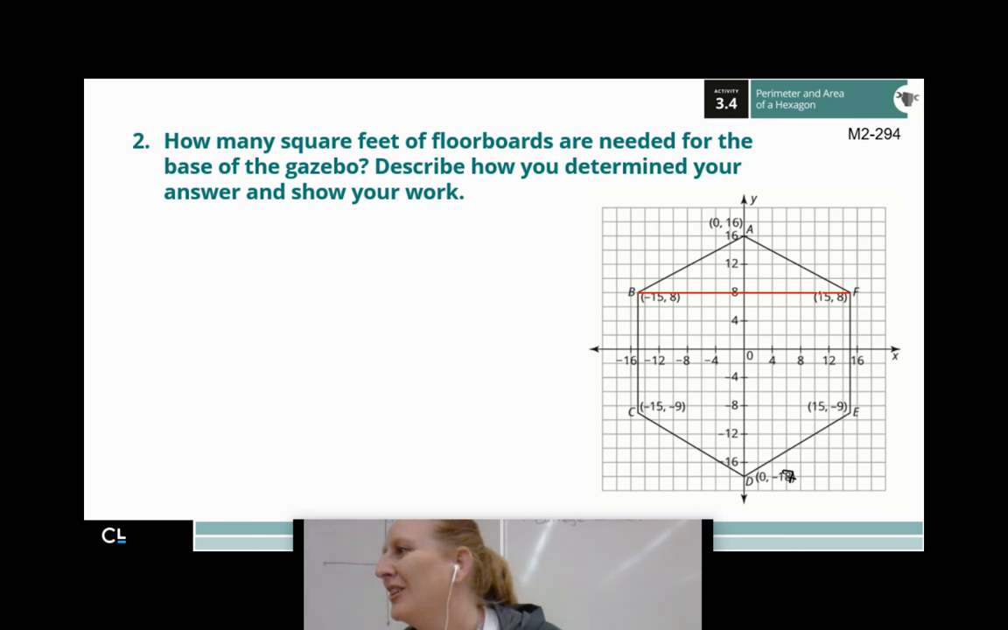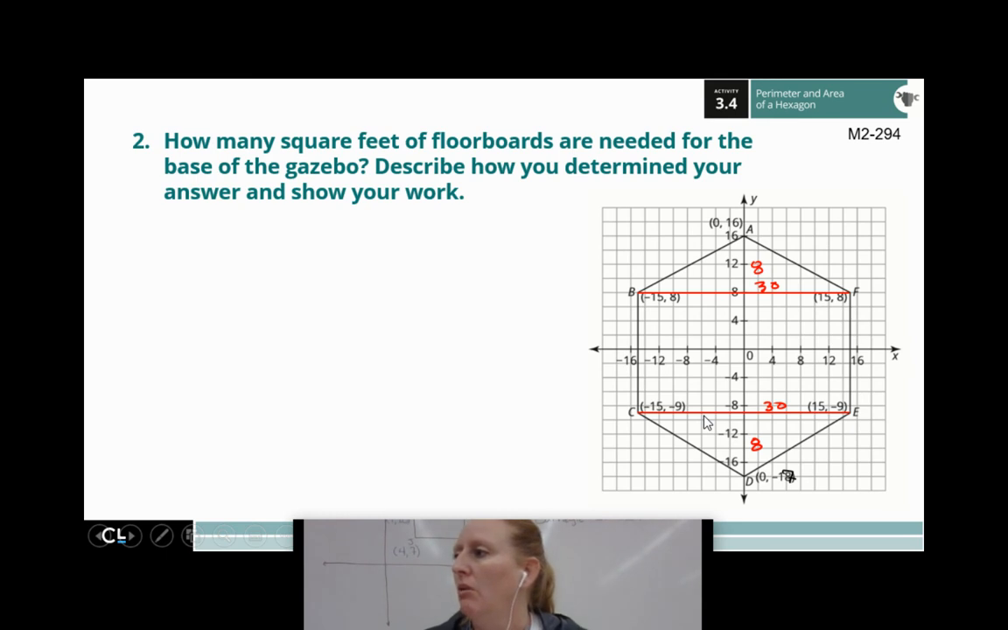All right, so 2, 4, 6, 8, 10, 12, 14, and one more is 15. Oh, actually, I can see 15 and 15. Oh, the length of that is 30. And I can see that the height of my triangle, 2, 4, 6, 8, is 8. And I did it again on the bottom. I cut off the bottom triangle, and the length of that is also 30, and the height of that is also 8. So convenient.